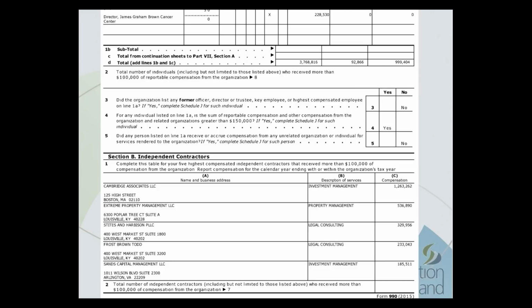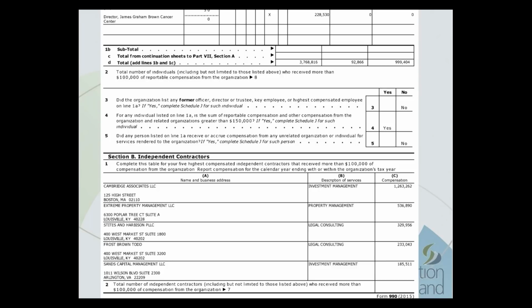But there are times when the independent contractors may actually not be so independent after all. They might actually be owned by officers or directors of the nonprofit, and sometimes the information is disclosed on the 990. And if you happen to know who owns the business or where some of the directors might work, you can put together some stories based on that knowledge. And then down at the very bottom, the total number of independent contractors that get more than 100,000 a year, in this case, is 7.